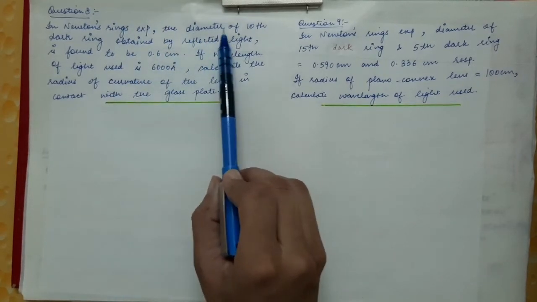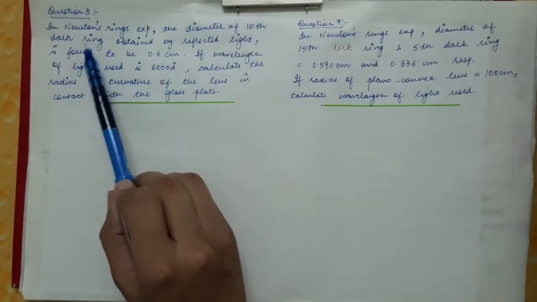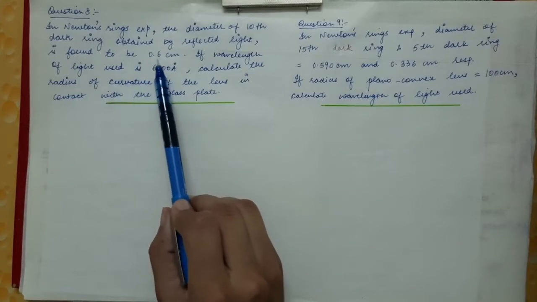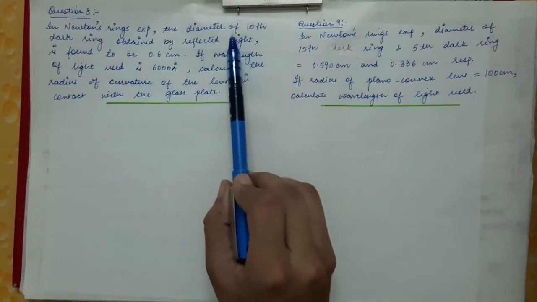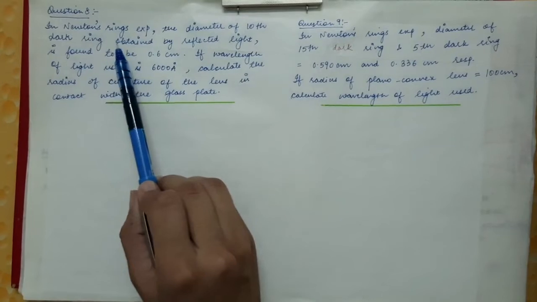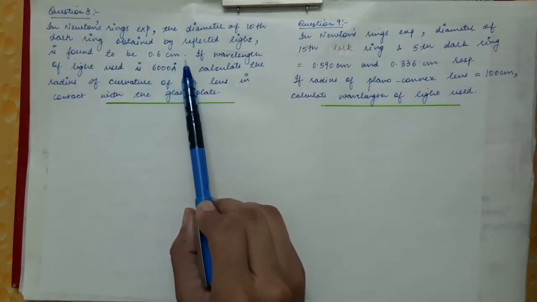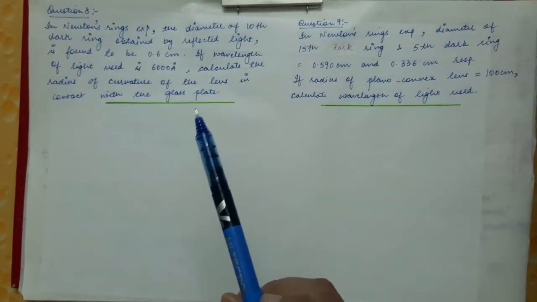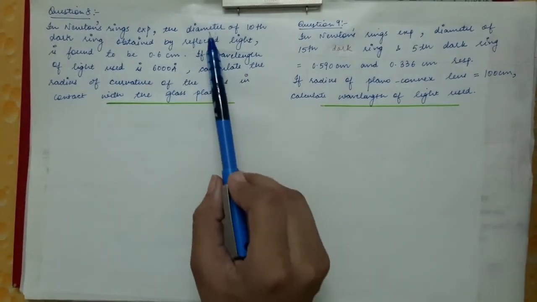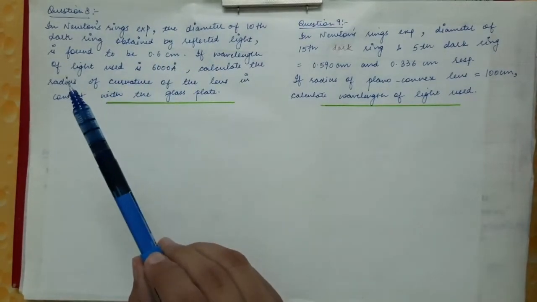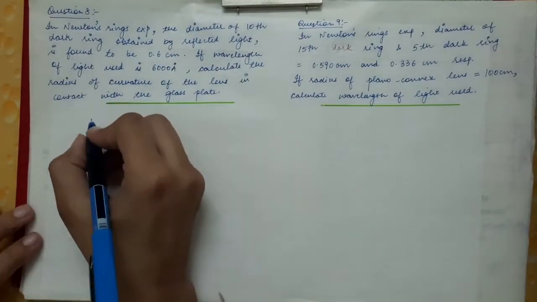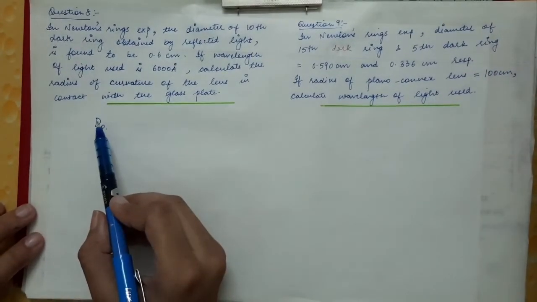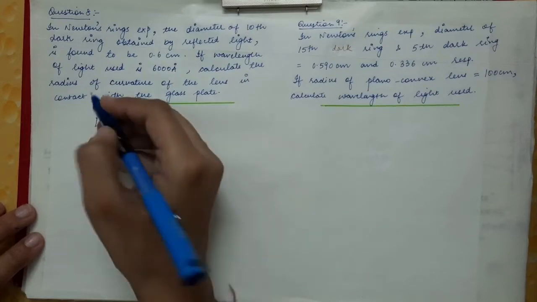So we are given the diameter of the 10th dark ring, or 10th dark fringe, obtained by the reflected light, which is found to be 0.6 centimeter. So the diameter of the 10th dark fringe is equal to 0.6 centimeter. Now, we had already derived the formula of the diameter of the pth order dark fringe.